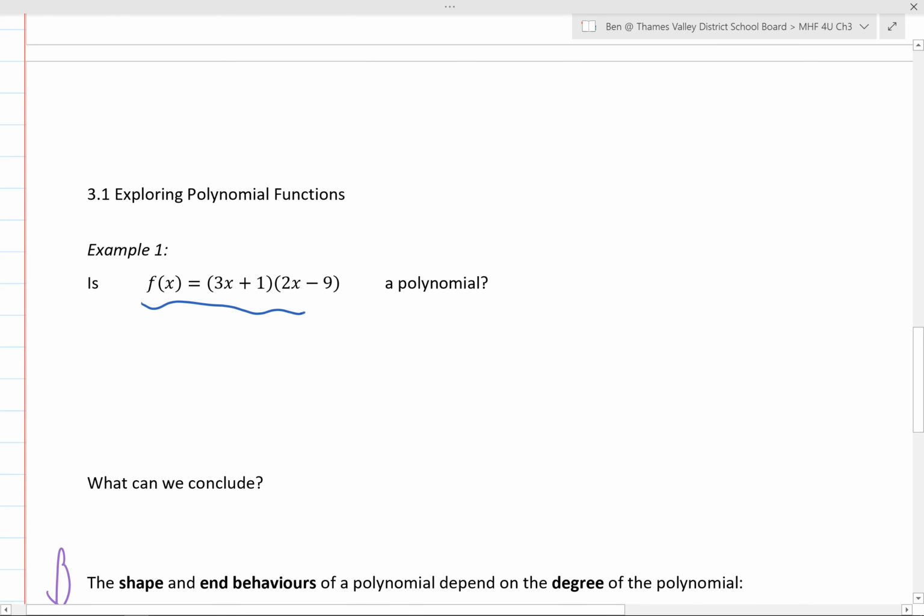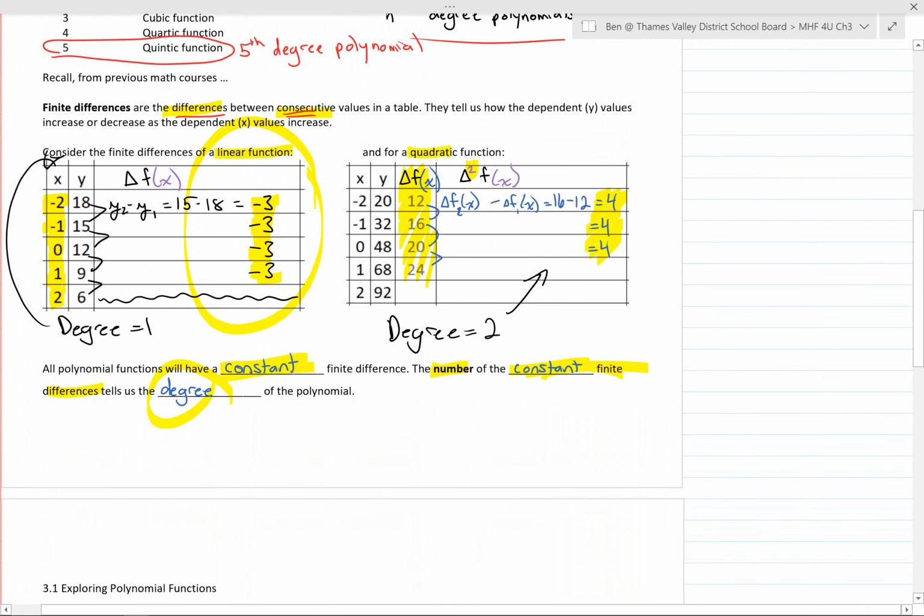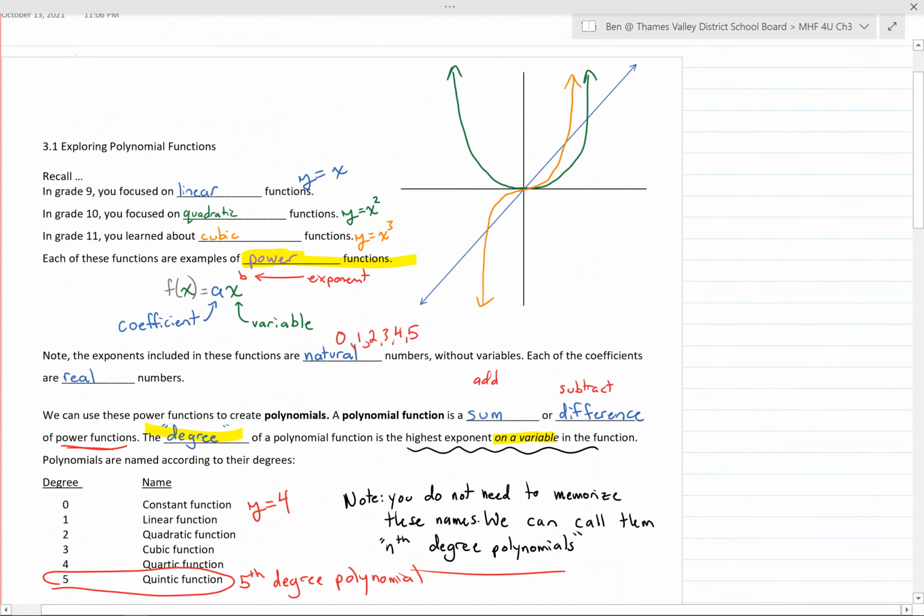We have a function like this. You actually should recognize the form of this here, which could tell you what to expect. But either way, we're going to take a look and see if this is a polynomial. Well, we need to be careful, right? We were already told how to recognize the equation of a polynomial. We'll go way back up here.